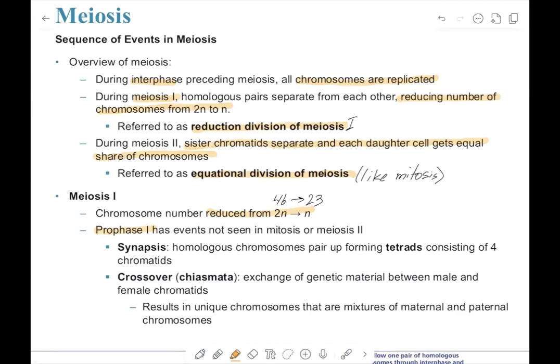Some of those events include what's called synapsis and crossover, or chiasmata. In synapsis, homologous chromosomes are going to pair up to form tetrads that consist of four chromatids. So it kind of looks like this. We have one chromosome here, and then we have another chromosome that's going to pair up with it, which is now a tetrad. Then what's most important is there's going to be an exchange of genetic material between the male and the female chromatids. This results in unique chromosomes that are mixtures of the maternal and the paternal chromosomes.